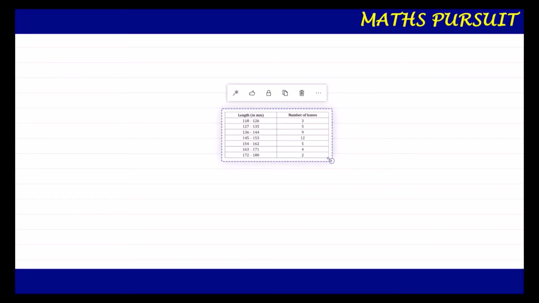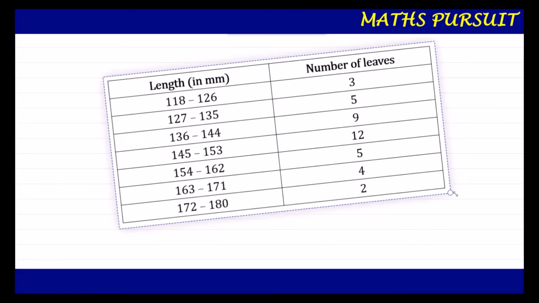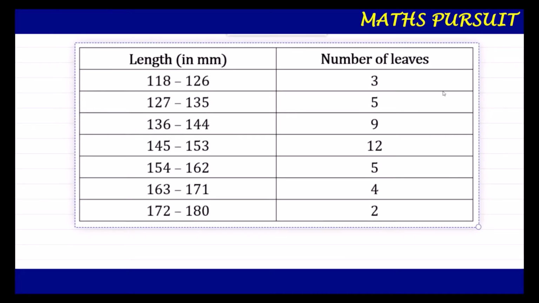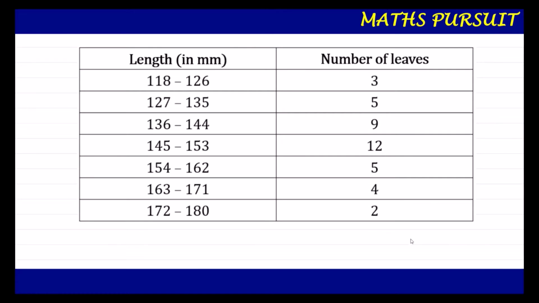As per the question, we need to find the median length of the leaves, and the given data has the length in millimeter in one column and the number of leaves in another column. Look here at the given data on the screen. You can see that the length in millimeter is 118 to 126, 127 to 135, and so on. Don't you feel that something is wrong here in this data? Sometimes we also get data in this way.